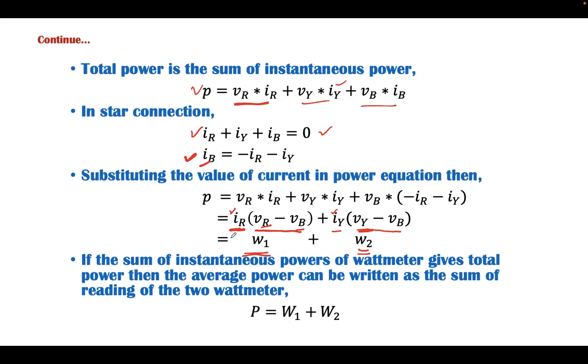If the instantaneous value is the sum of instantaneous powers, then the average value of wattmeter readings will be the sum of average readings of the wattmeters, which will be the total average power.